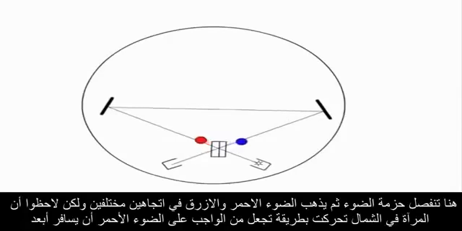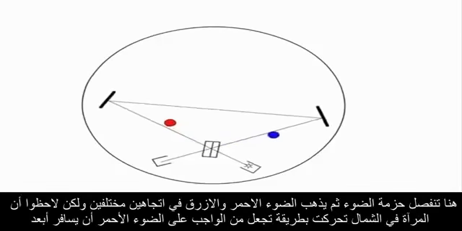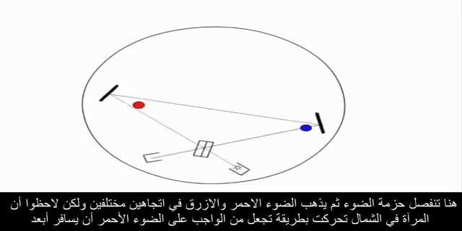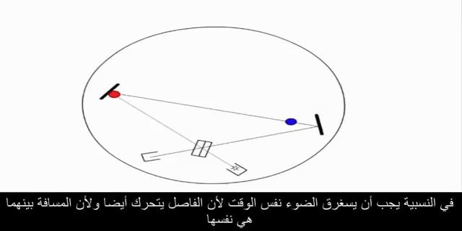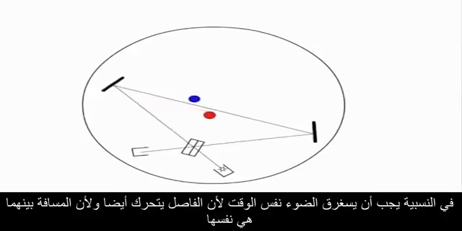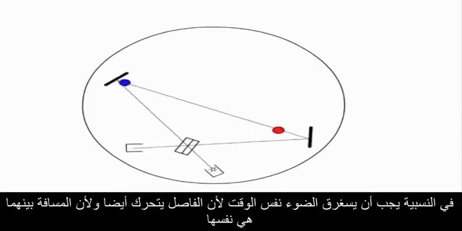Here, the light is split, and the red and blue lights go in opposite directions. But notice that the left-hand mirror has moved around in such a direction that the distance the red light has to travel is further. Now in relativity, the same time should be taken because the splitter is also moving and the distance between them is the same.